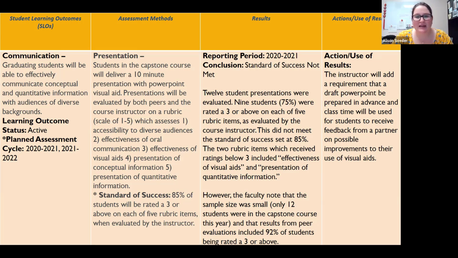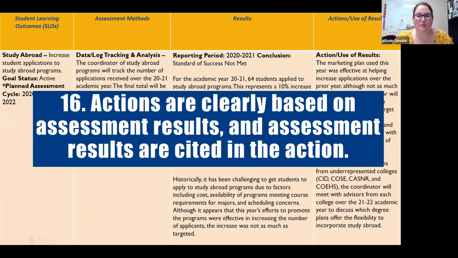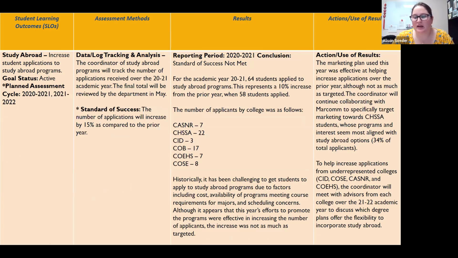I think we have time to at least take a look at the final example. And so this will be our last one. We're going to be focusing on the same rubric item: actions are clearly based on assessment results, and assessment results are cited in the action. So Tracy, if you don't mind clicking off, perfect. You'll see that our action use of results entry is quite a bit longer, but keeping in mind that just because it's a longer entry doesn't necessarily mean it's more substantive.